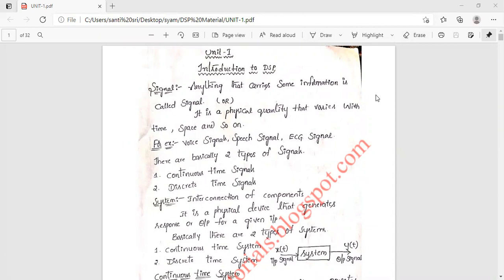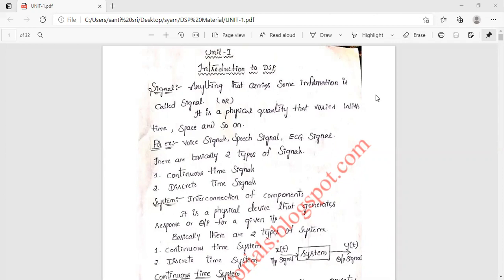A continuous time signal is continuous for all time t, whereas for a discrete time signal, we take samples of the continuous time signal, which can be frozen for some time and divided into equal intervals of time, so that we get the discrete time signal. So by the process of sampling, we can get the discrete time signal from the continuous time signal, right?